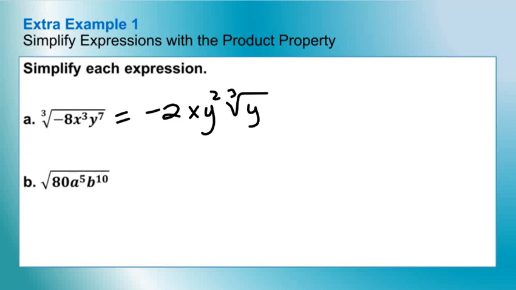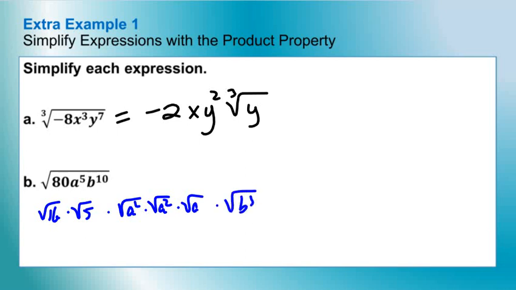Next one, break this down to the square root of 80. That one I can do the square root of 16 and the square root of 5. Then I can do the square root of a squared times the square root of a squared times the square root of a. There's my 5. And then I could do the square root of b to the 5th times the square root of b to the 5th. This is 4 times the square root of 5.